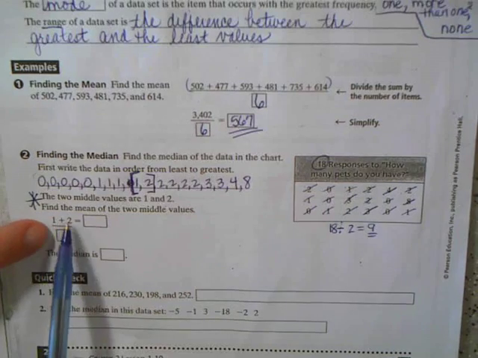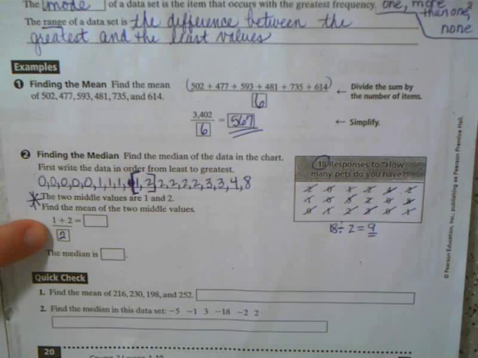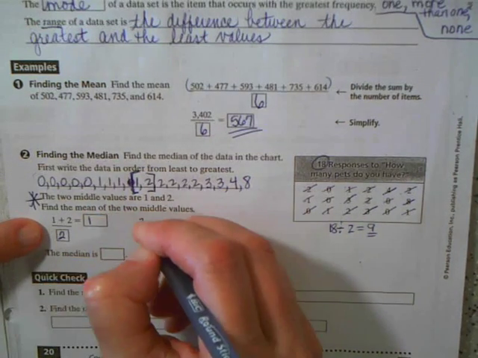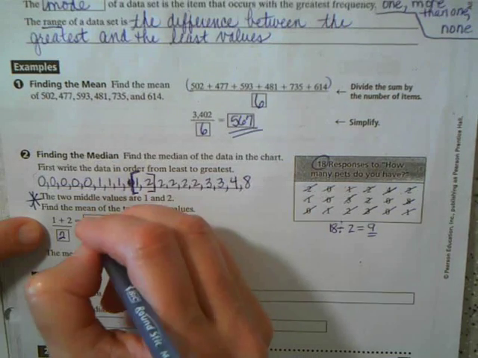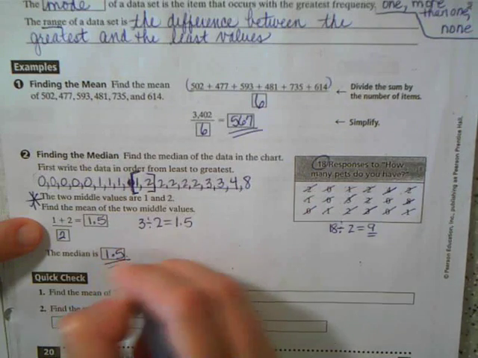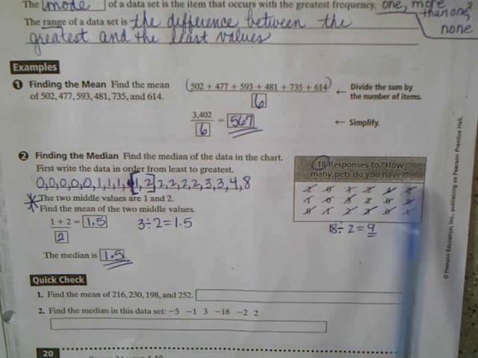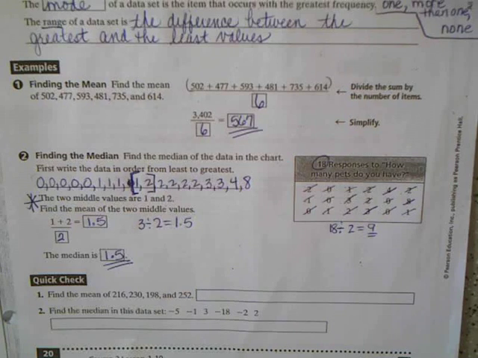So I'm going to take 1 plus 2, and I'm going to divide by 2 because I'm adding 2 things together. So 1 plus 2 is 3, divided by 2 is 1.5. So the median here is 1.5. It is actually, in this case, not a number in our set. So a median could be a value from the data set, or it might not be. It could be either way.